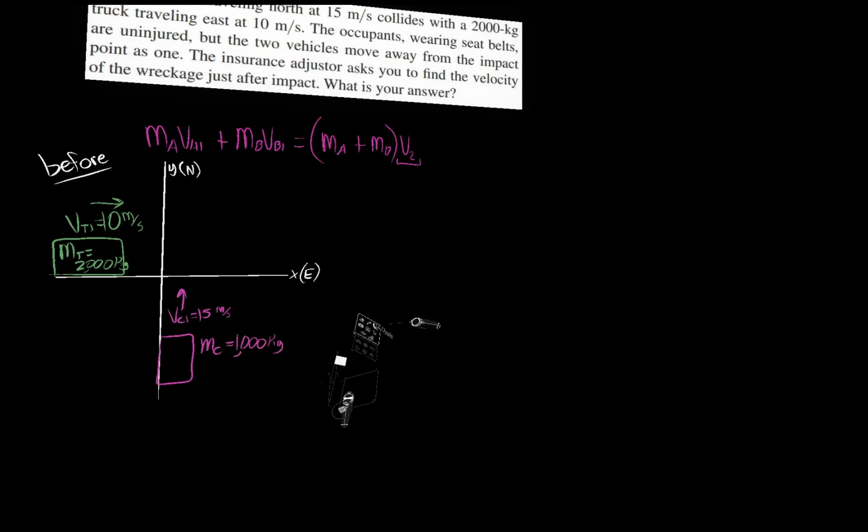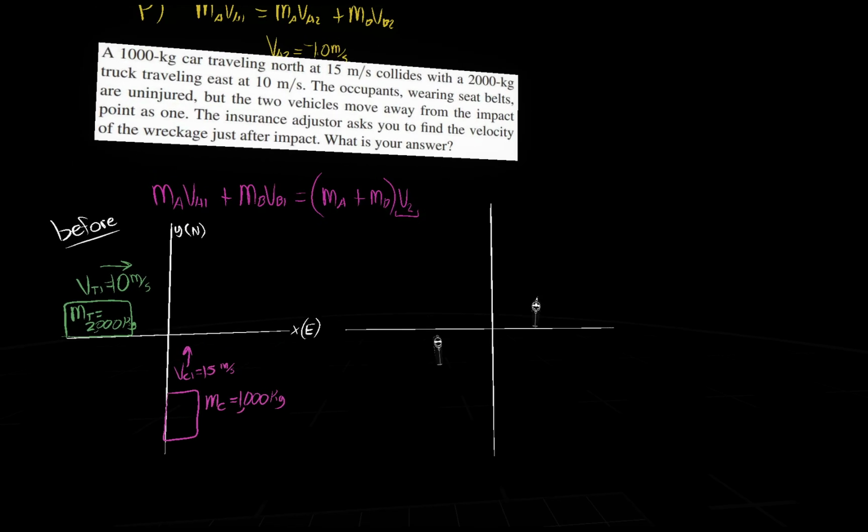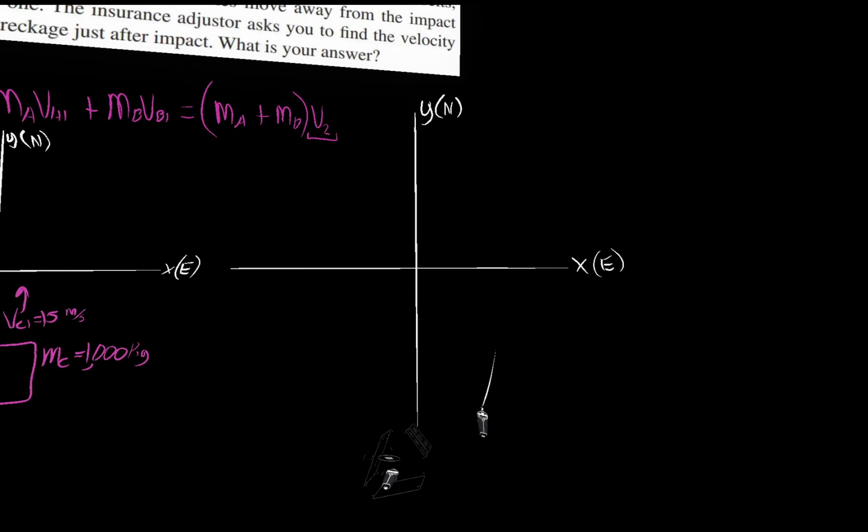So now let's do our same coordinate system and figure it out for after. So we have y, or north, just the same. And we have x, or east, over here. All right, I'm going to scoot all this over.